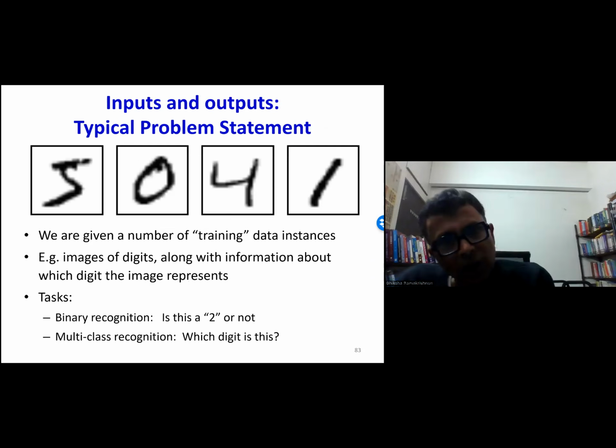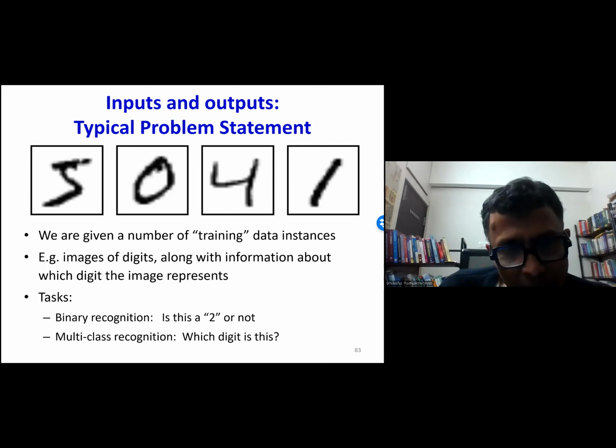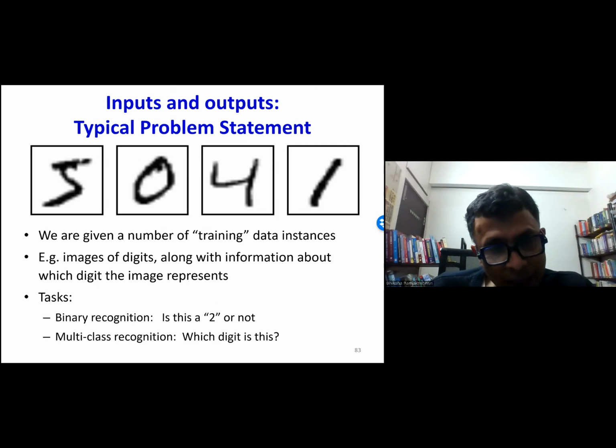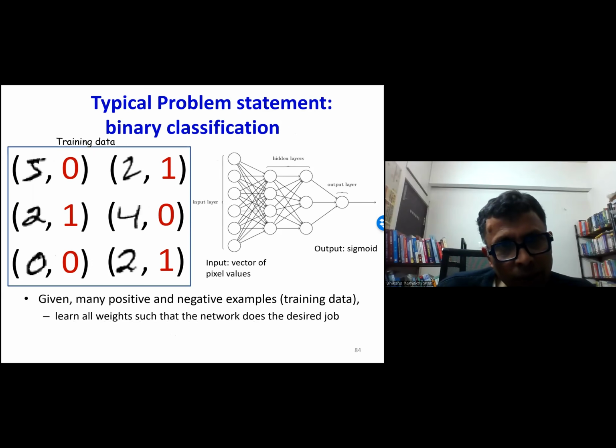So in the overall setting, you'd be given a number of training data instances like images of digits, along with information about which digit the image represents. And you could have a task which might be either binary recognition, is this 2 or not, or multi-class, which digit is this? So if you had a binary classification problem, your data are going to look like this. You have all of these images, and if your classifier was supposed to determine if the input was the digit 2 or not, corresponding to each one of these, you'd have a label of either 0 or 1. 1 if the input is a 2, 0 if it's not.